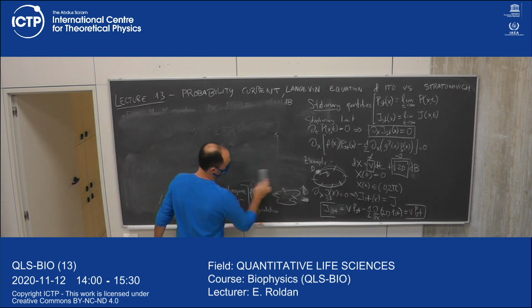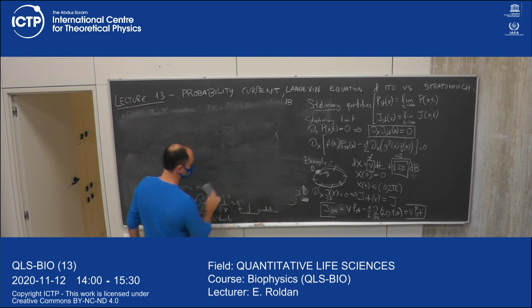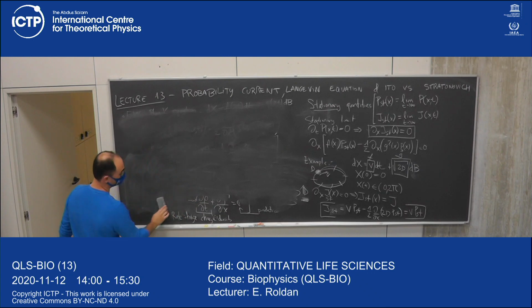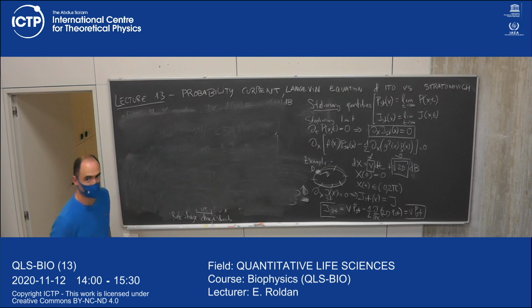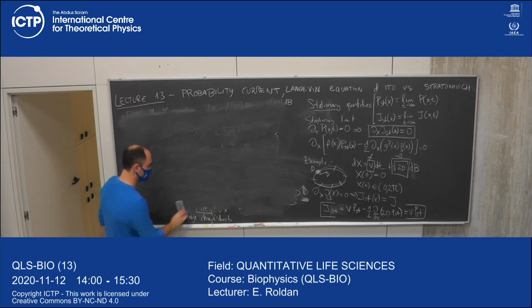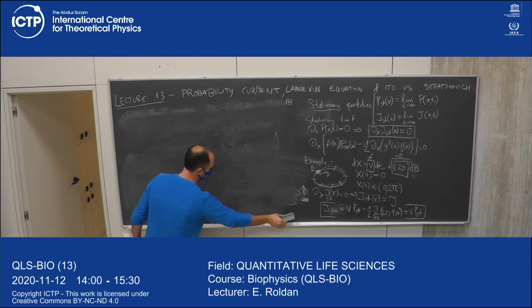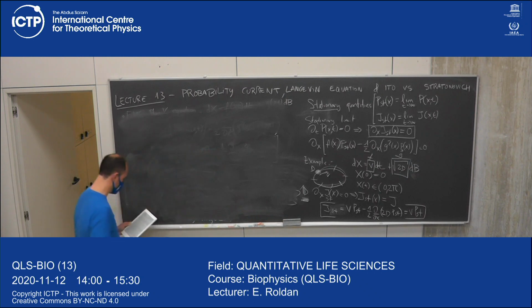That is useful because later, if we do models of molecular motors or of polymers, this J will be related to the speed at which a motor is growing, at which a polymer is growing, or the speed at which a motor is moving. So it will be relevant for different biological systems.